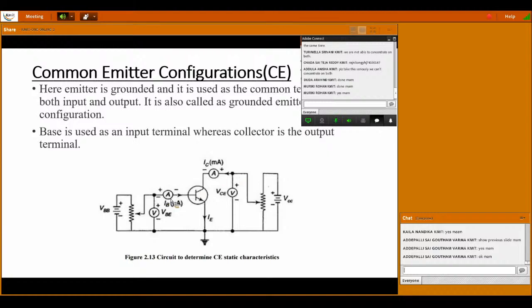To obtain the base current and collector current, we have connected ammeters. To obtain the voltage between the base to emitter junction, we have connected voltmeters in shunt with those terminals. Now, these are the polarities we have connected. The base to emitter junction must be forward biased, the base being P-type. Hence, from the VBB source, we apply the positive terminal through a resistor and, in series, an ammeter to the base, whereas the negative is connected to the emitter.